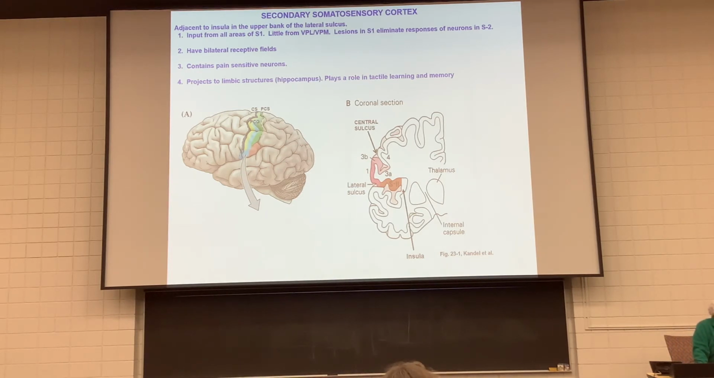And again, things get even more complex here. These cells can get input bilaterally, again for more complex behavior. There are some really interesting pain-sensitive neurons in this area also, which aren't important for localizing pain, but for adding a little bit of an emotional context to a painful input. This area has a lot of connections with the hippocampus and may play a role in tactile learning and tactile memory.